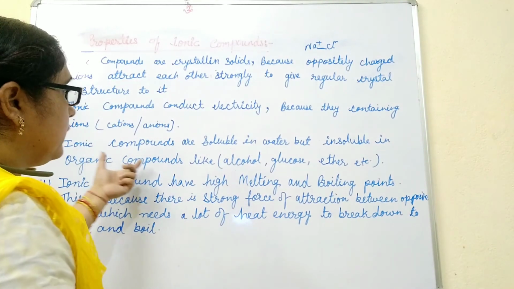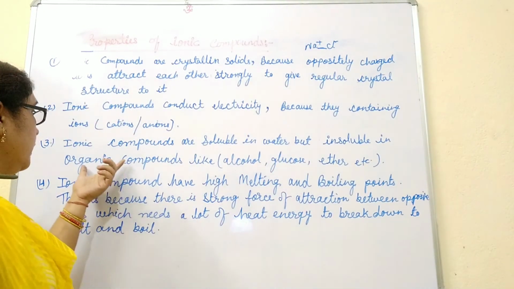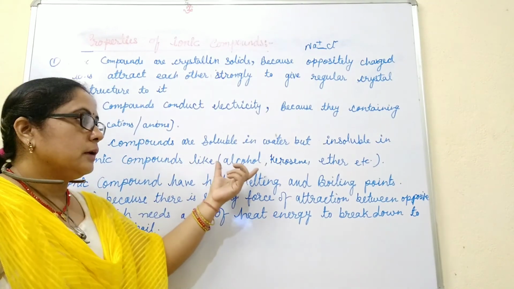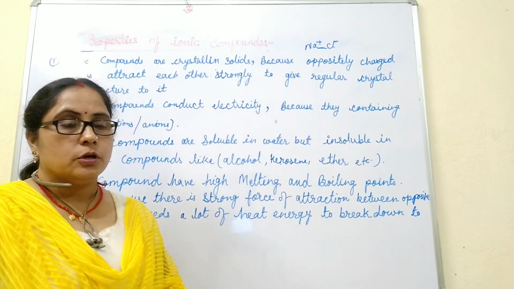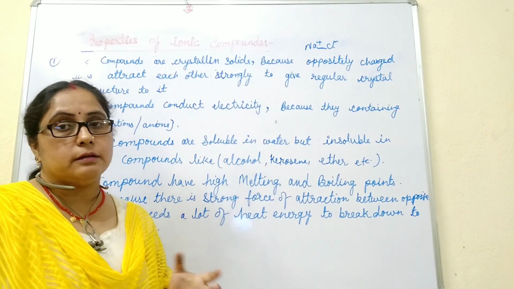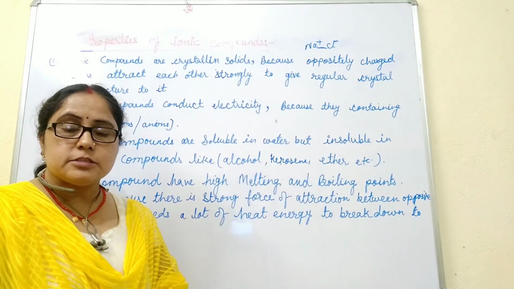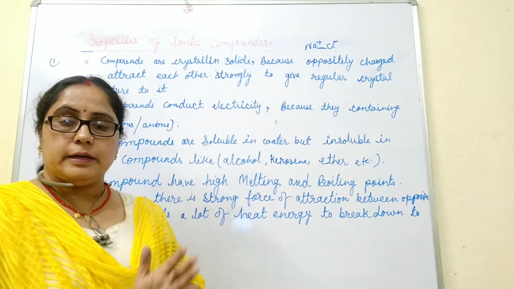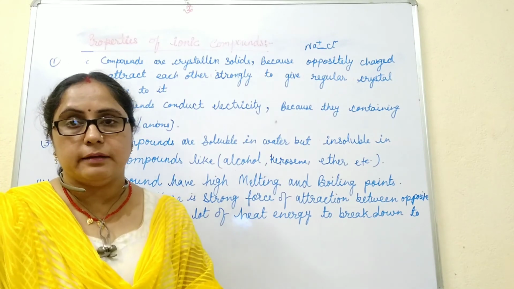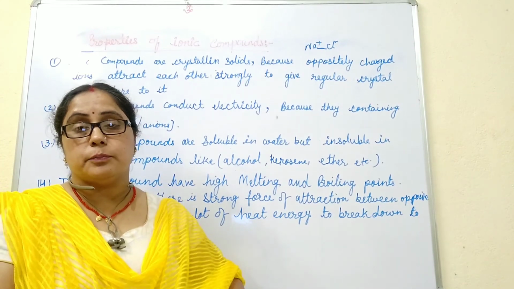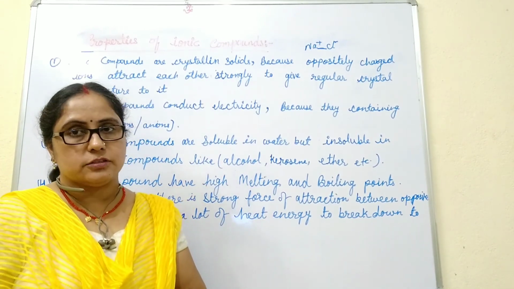Third, ionic compounds are soluble in water but insoluble in organic solvents. Organic compounds are like alcohol, kerosene, ether, acetone. So ionic compounds are soluble in water, but they are not soluble in these organic compounds. This is because ionic compounds, when dissolved in water, decompose into ions, so they are soluble in water. But they do not decompose into ions in organic solvents. That's why they are insoluble in organic solvents.